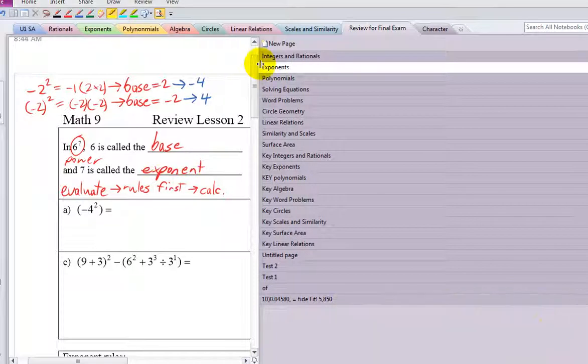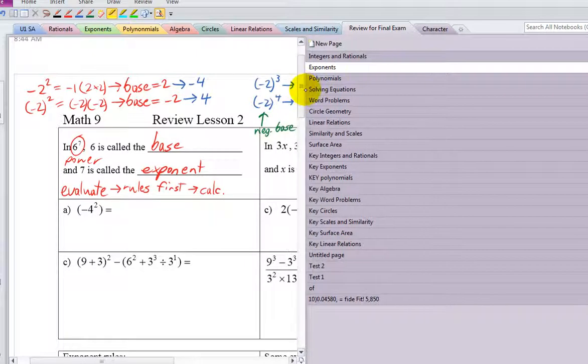Another example that we looked at was these two. We have -2 with exponent 3, -2 with exponent 4. So we do have a negative base, but if I ask you to simplify, what do you have to do with the top one? And what do you have to do with the bottom one when you remove brackets?